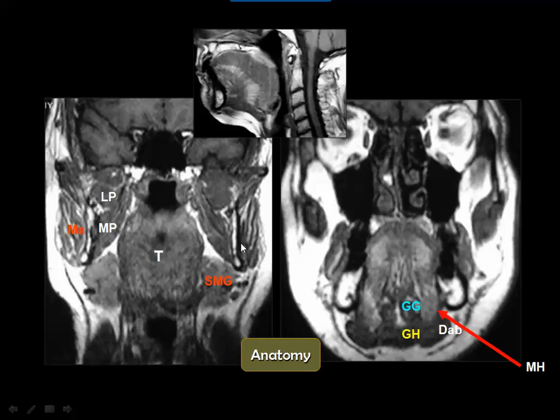This is the ramus of the mandible, and you can see the lateral and medial pterygoid muscles attached to the lateral pterygoid plate. Outside the ramus of the mandible you can see the masseter muscle. Then a more anterior section will show GG or the genioglossus muscle, and underneath the geniohyoid muscle, and more lateral to it, you can see the anterior belly of digastric muscle. Then this section passes here, and this one corresponds to the green line.